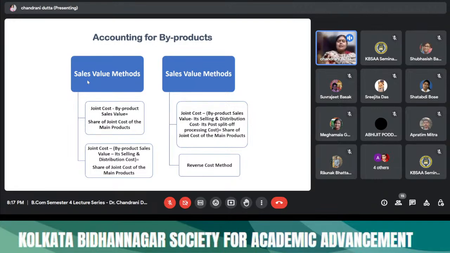Because byproducts are produced incidentally, they don't have a very good market as compared to the main product, so their sales value will definitely be much lesser, and their economic importance much lesser.